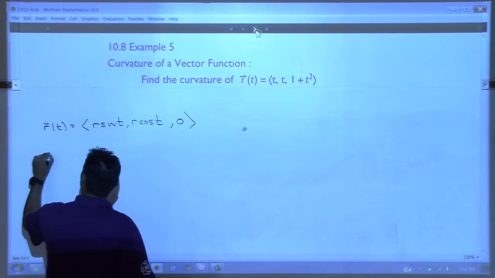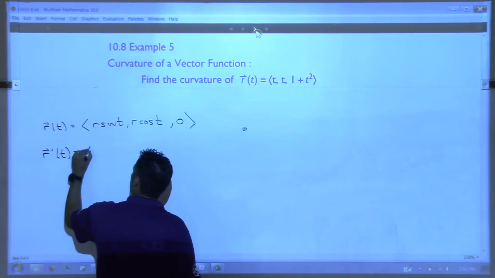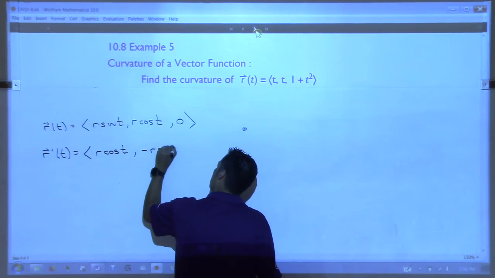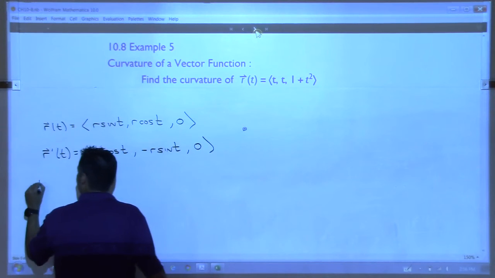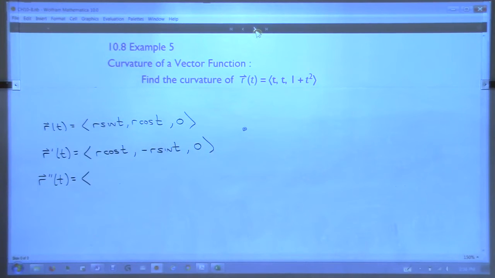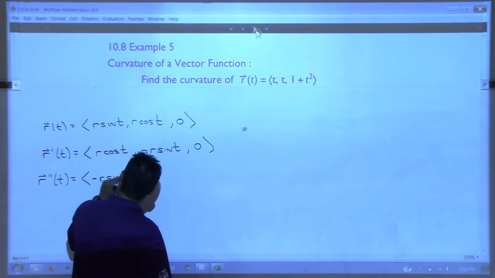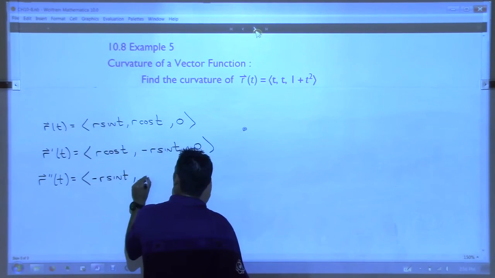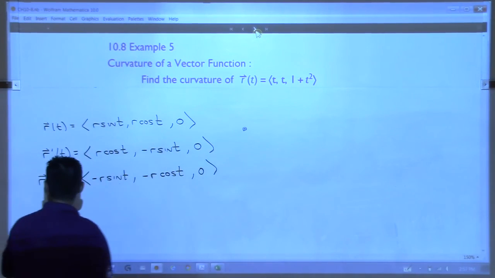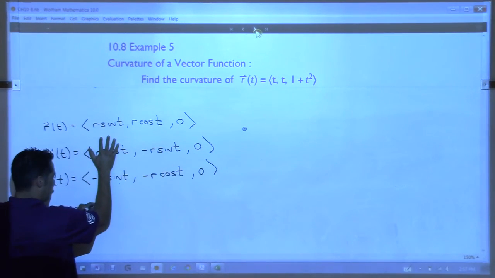What would the first derivative of this be? So, I'm going to use that formula, so that would be r cosine t, negative r sine t, 0. Second derivative of this would be, so we're just going to go again. So this time, what do we get? Negative r sine t, and then negative r cosine t, and then 0. And then we're going to cross. I'm just going to put cross here, so I'm not going to write all that again. So when we cross this, what do we get there?